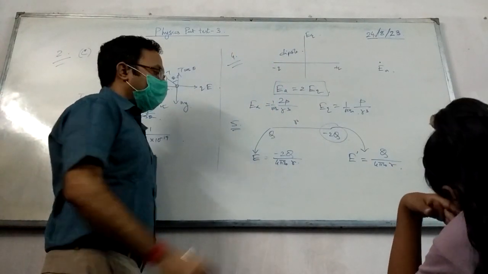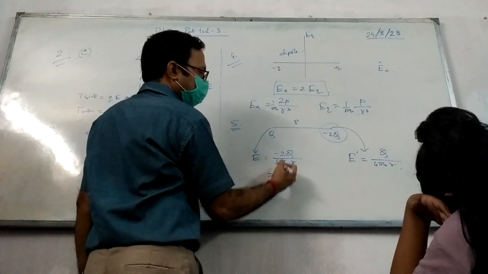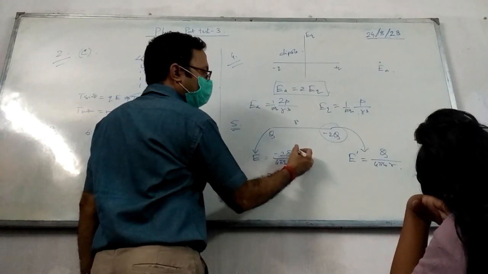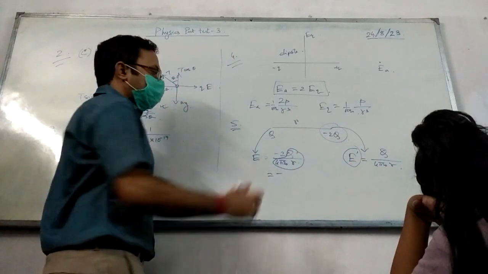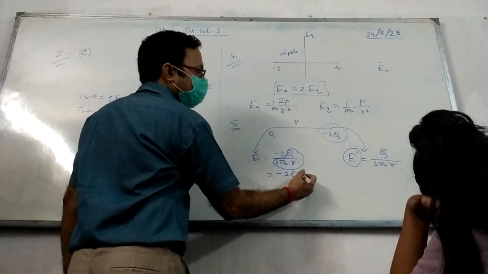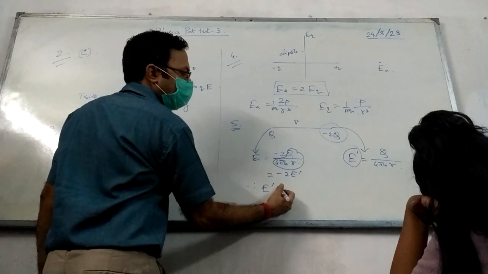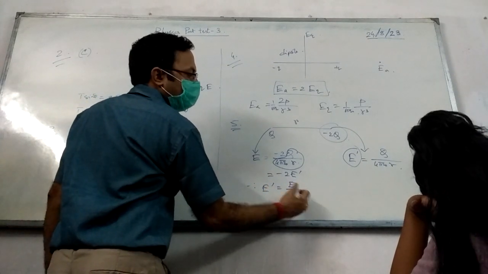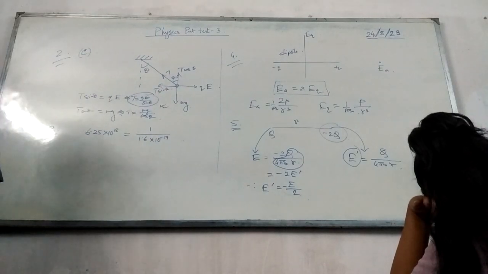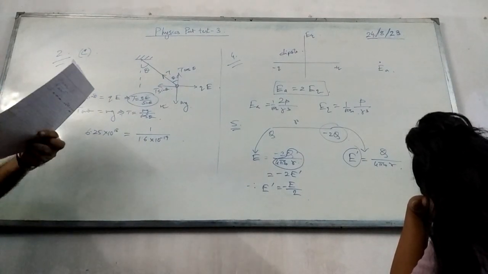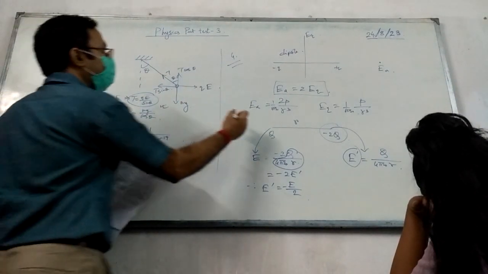Yes or no? Now look, what can we call e? Then minus q by 4 pi epsilon naught r is nothing but e dash. So this is minus 2 e dash. So therefore, what will be the value of e dash? It is minus e by 2. So the answer will be minus e by 2, which is option C again.